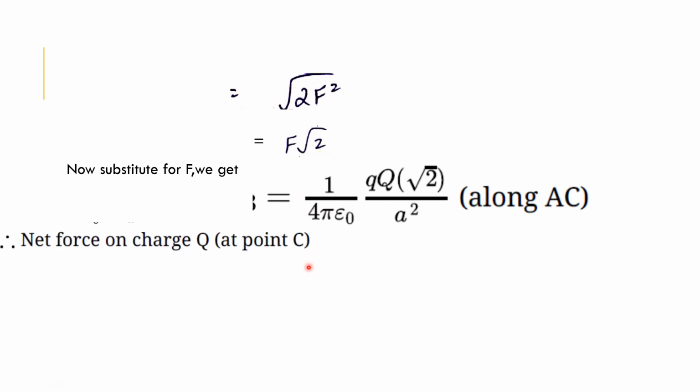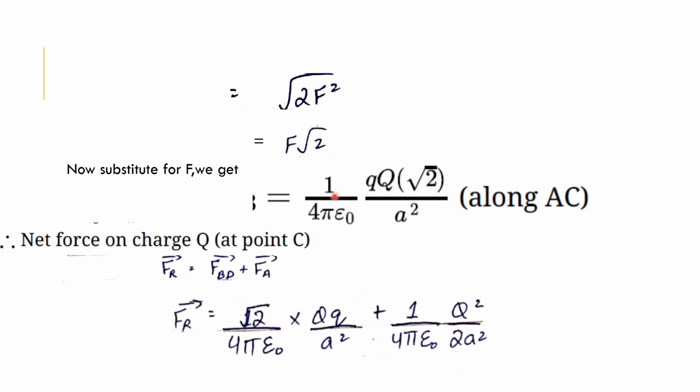Now we have to find the net force acting on Q. So this is FBD. The net force acting on Q is given by the vector sum of FA and FBD. So F resultant is equal to FBD plus FA. What is FBD? This one. And what is FA? This formula. So root 2 QQ by 4 pi epsilon naught a square plus 1 by 4 pi epsilon naught q square by 2a square. Simplify this. Here this term is q square by a square, and here also q square by a square, and 1 by 4 pi epsilon naught is common. Simplify it like that.